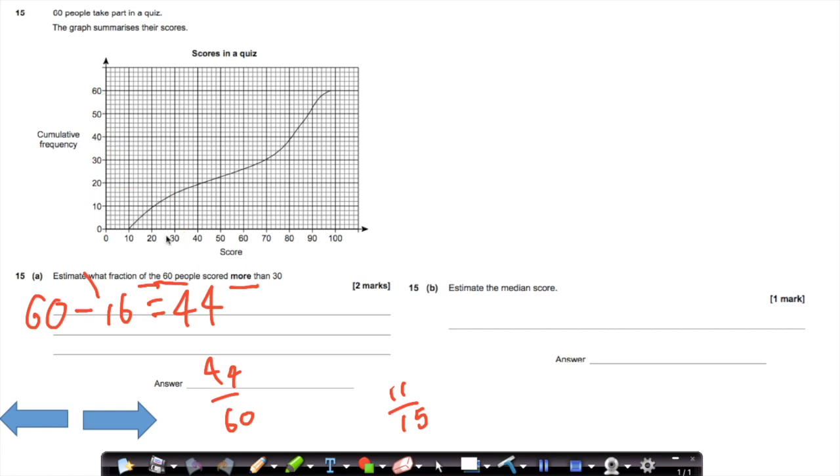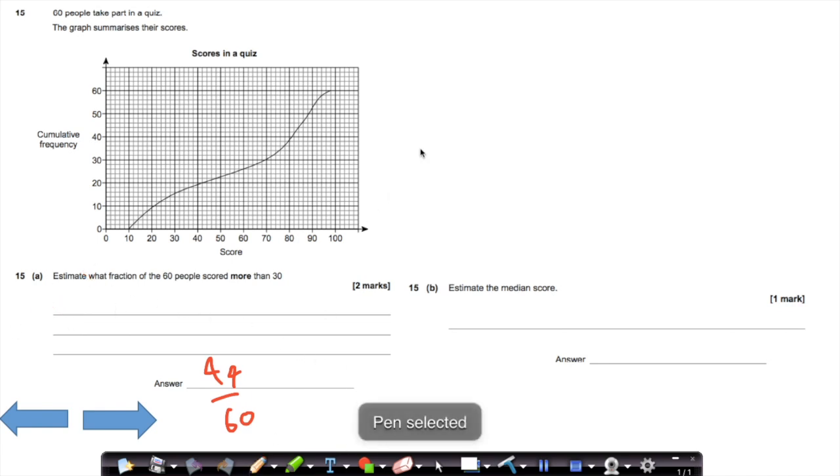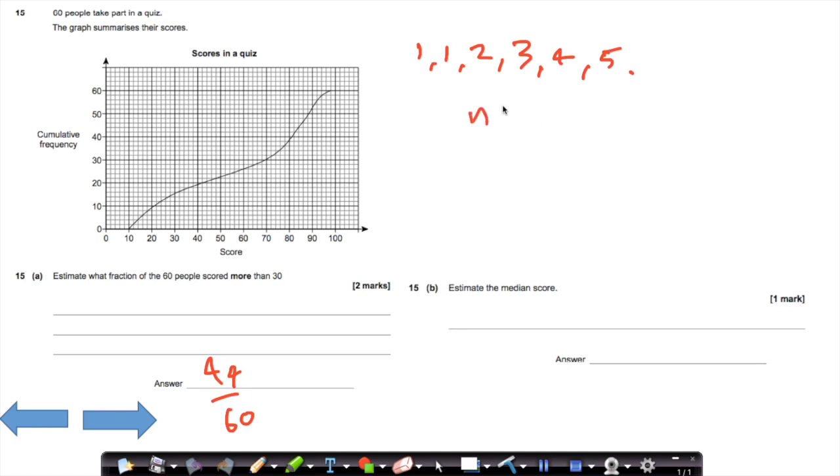Well, for the median score, we have to understand what we mean by median, one of our averages. The median is when I have all my numbers in a list, and it is the number in the middle. So if I have 1, 2, 3, 4, 5, 6, the generic formula is n plus 1 over 2, which gives us the place of the median.